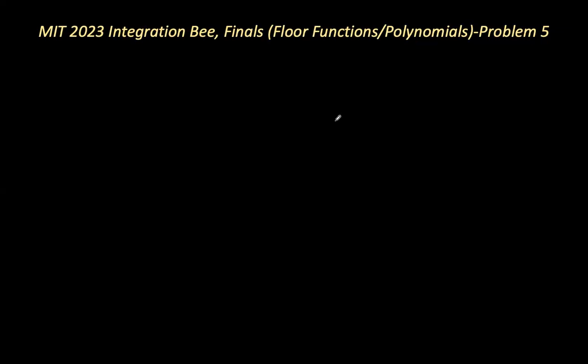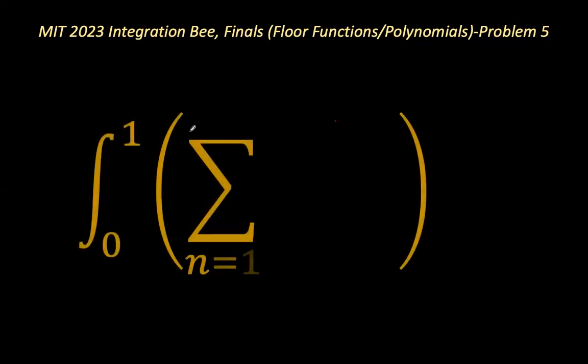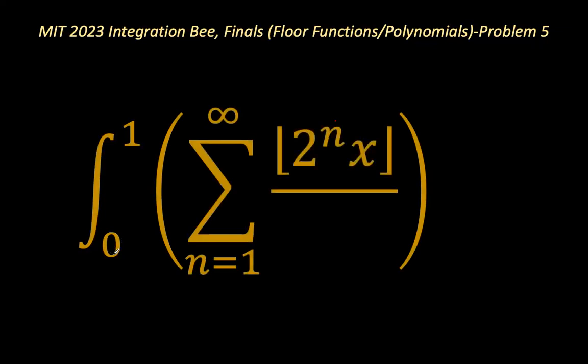So the problem today is the integral from x equals 0 to x equals 1 of the summation from n equals 1 to infinity of the floor function of 2 to the power n x over 3 to the power n, close bracket, squared. So very, very intricate problem, but let's see how we could solve it.